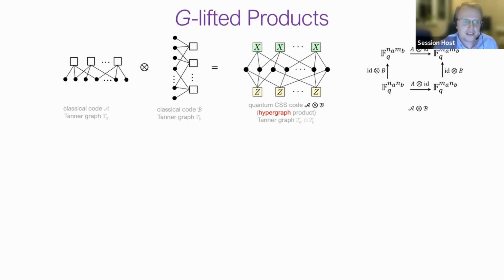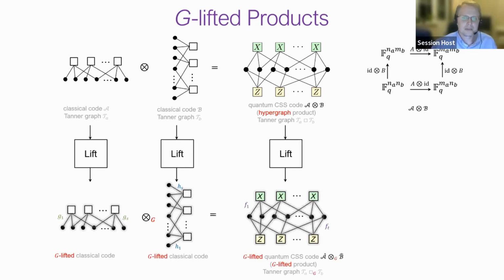Okay, and what is the main idea of our construction? It's very simple. You have one classical code and you have another classical code, and if you apply this standard tensor product operation, you obtain what is called a hypergraph product code. In our case, we lift this construction. We lift the first classical code, we lift the second classical code, and we apply this lifted product construction and obtain the graph, which is in fact a G-lifted Cartesian product of the Tanner graph for this one and for this one.